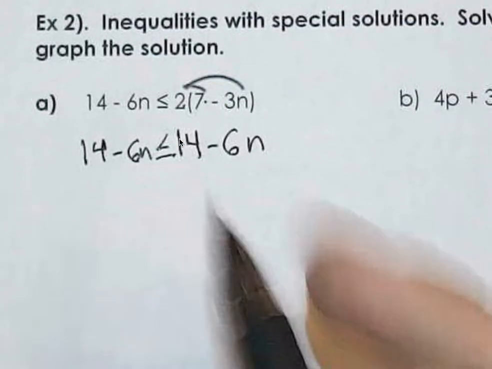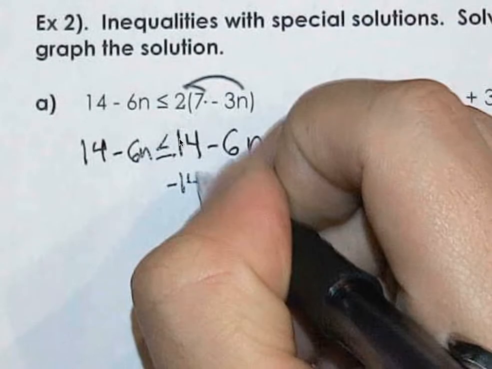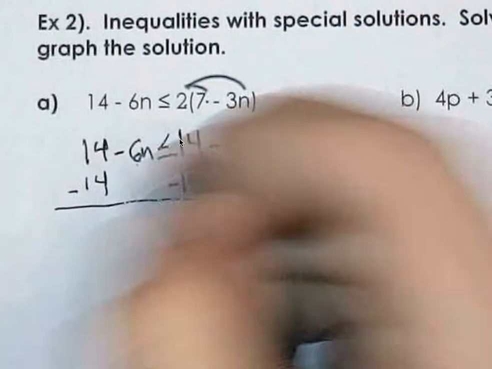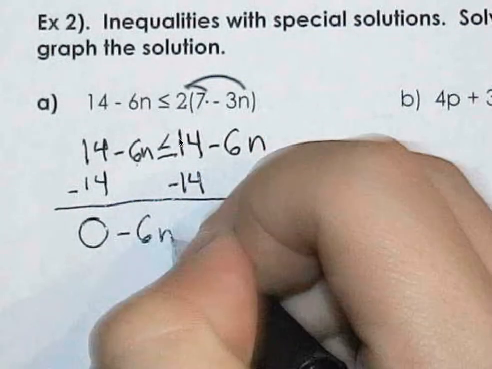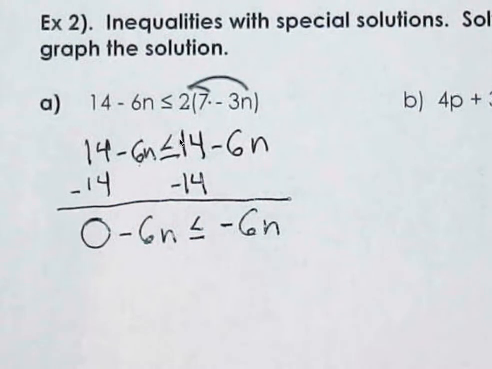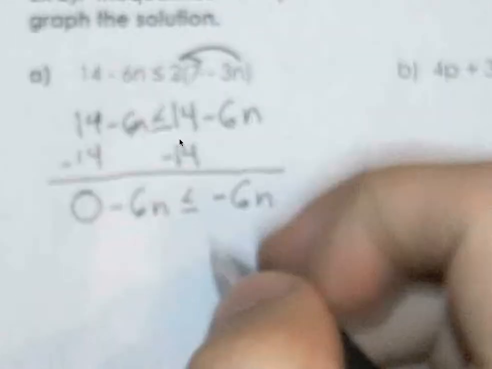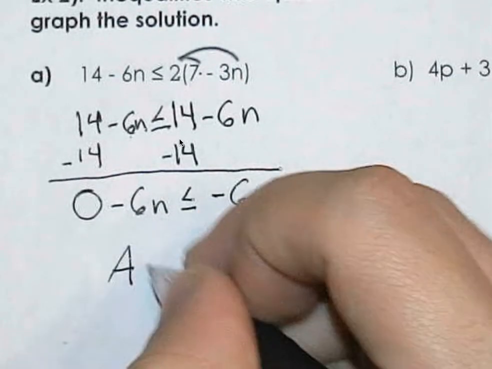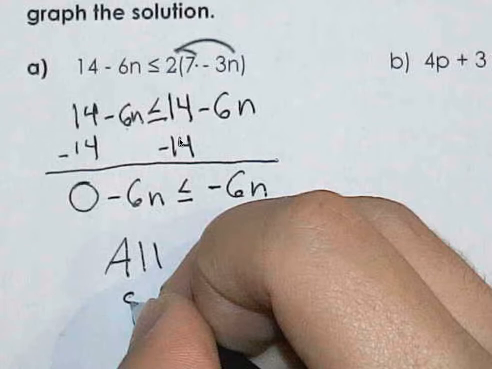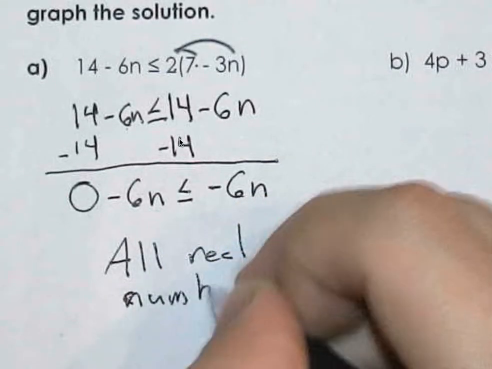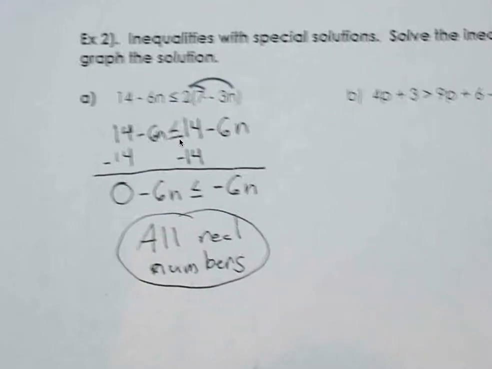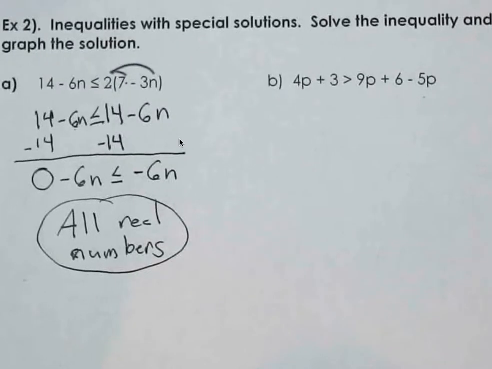If you try to isolate n, well, let's try it. Since both sides have the same number of n, we can just shift terms around. We soon see that we're left with -6n is less than or equal to -6n. So with situations like this that are true on both sides, we can say that our answer is going to be all real numbers, or infinitely many solutions, because both sides of these inequalities are identical, if you will.